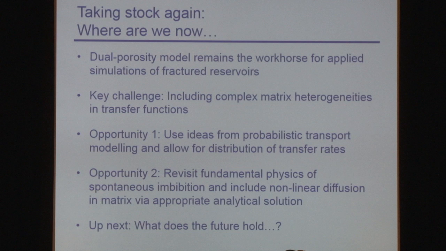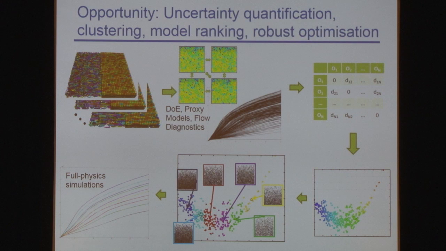Opportunity two is we go back to the fundamental physics of spontaneous imbibition, and include nonlinear diffusion in the matrix using appropriate analytical solutions, for example, memory functions or an analytical solution for the transfer rate coefficient. I should point out that you can make the same arguments about gravitational displacements, so vertical displacements, in the second opportunity. The two last slides I want to show are where I think the future lies.